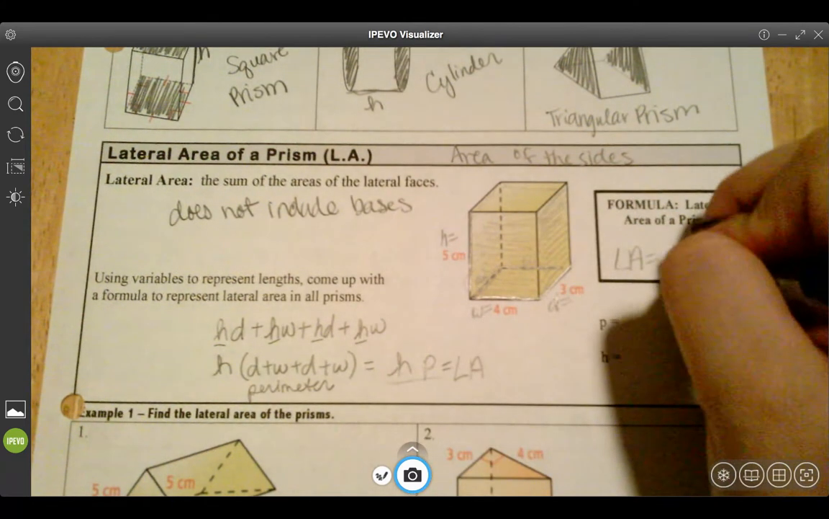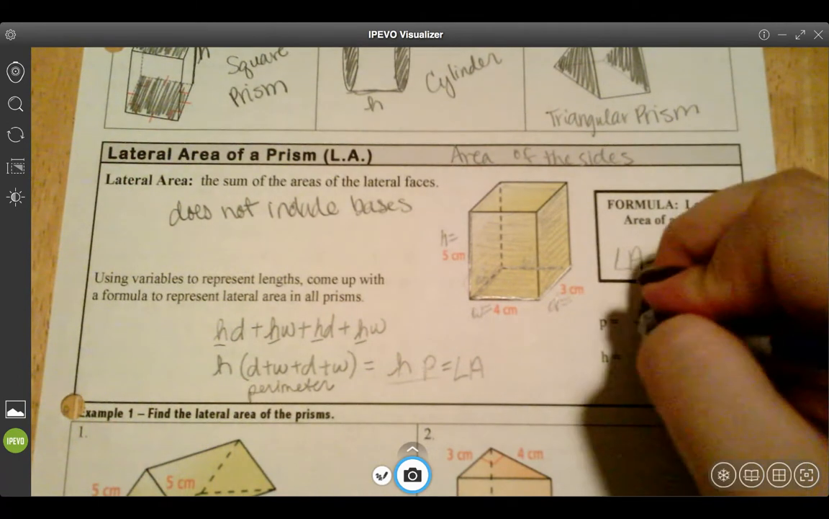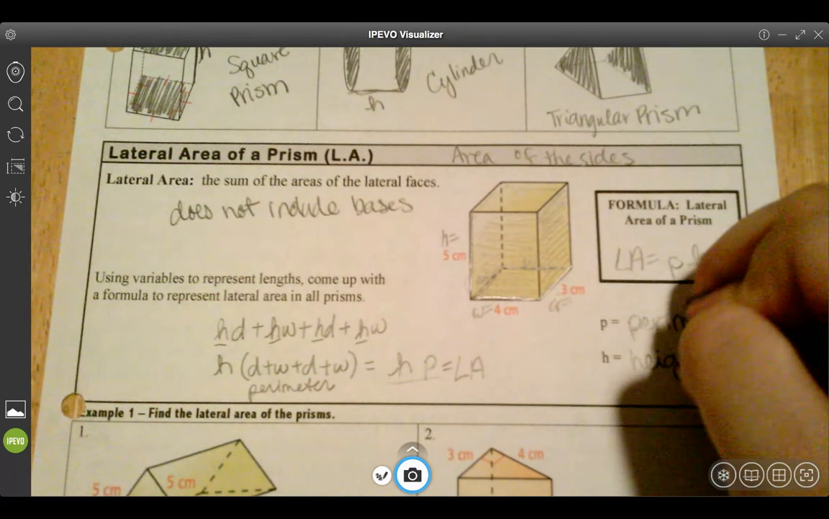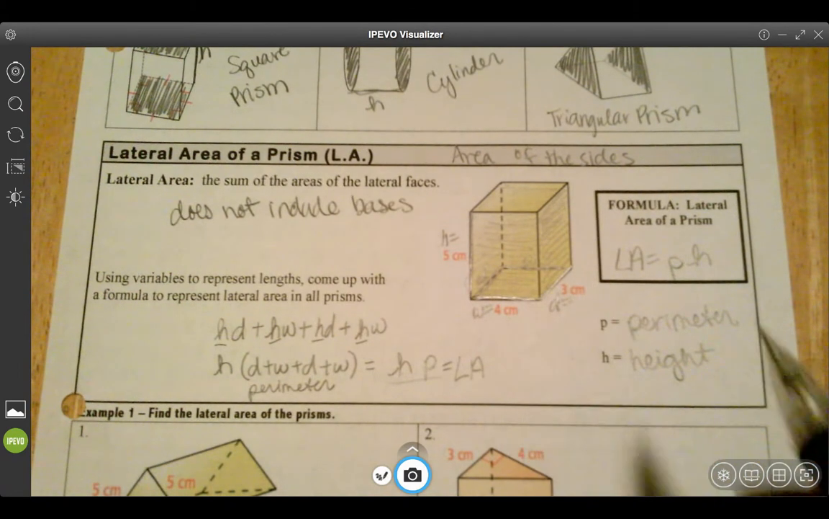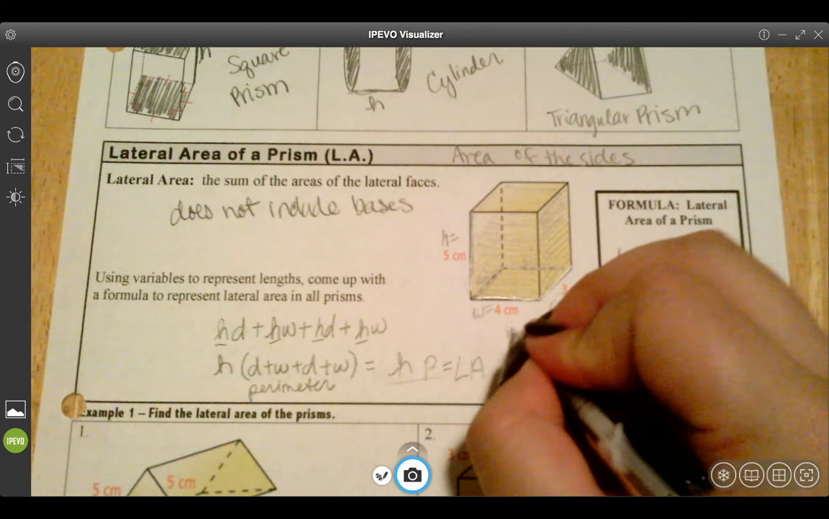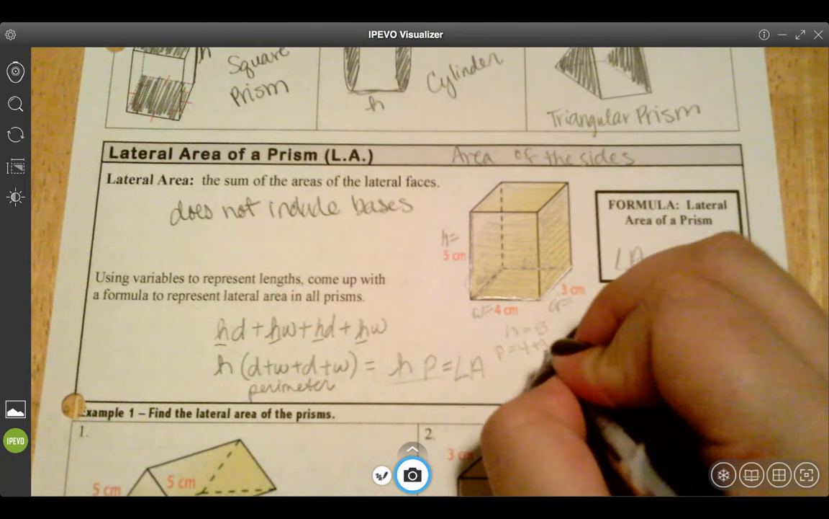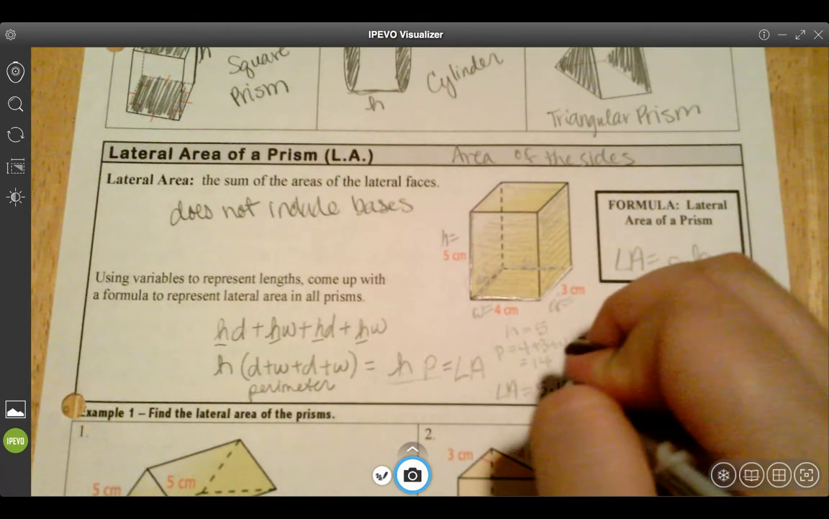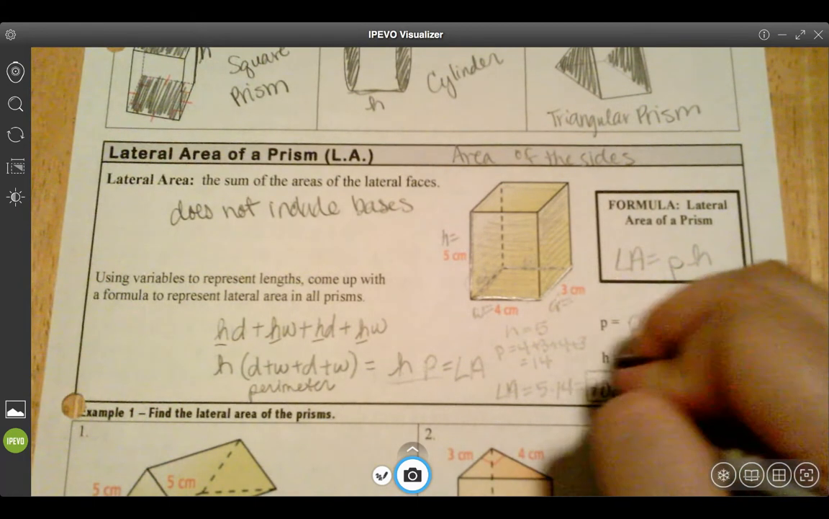Usually we do perimeter first, perimeter times height. But because it's multiplication, it doesn't matter which order you write it in. Where P is perimeter and H is height. So if I wanted to find the lateral area for this rectangular prism, I would say the height is 5, the perimeter is 4 plus 3 plus 4 plus 3, which is 14. The lateral area is 5 times 14, which is 70 squared centimeters.